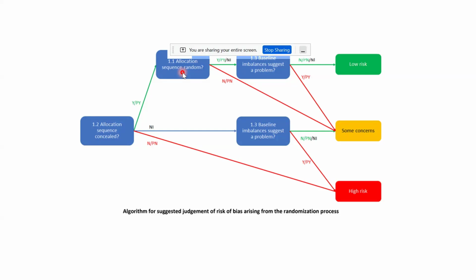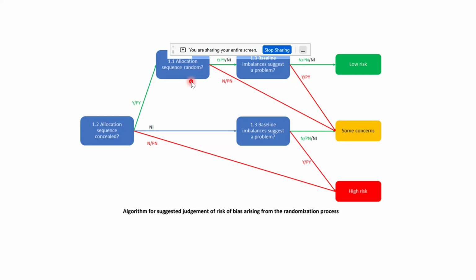We know that some commonly accepted methods of randomization could be random numbers generated from a computer, a random sequence generated from a computer, or use of random number tables. If any of these has been mentioned, then we know that the allocation sequence is random and we can confidently answer yes.